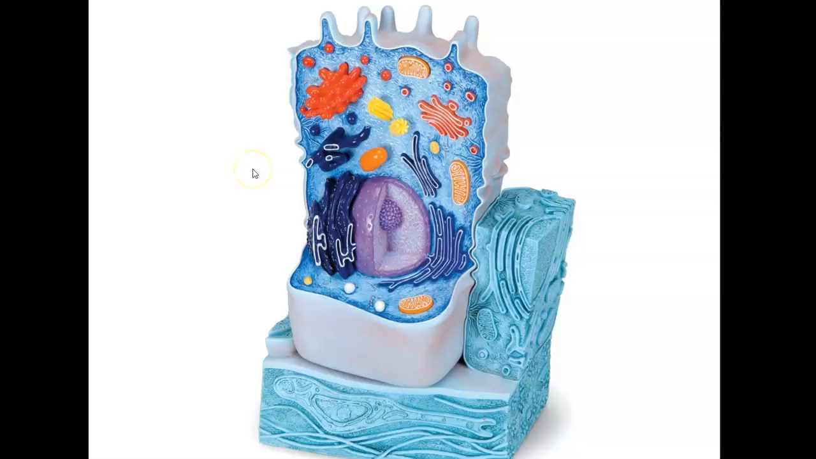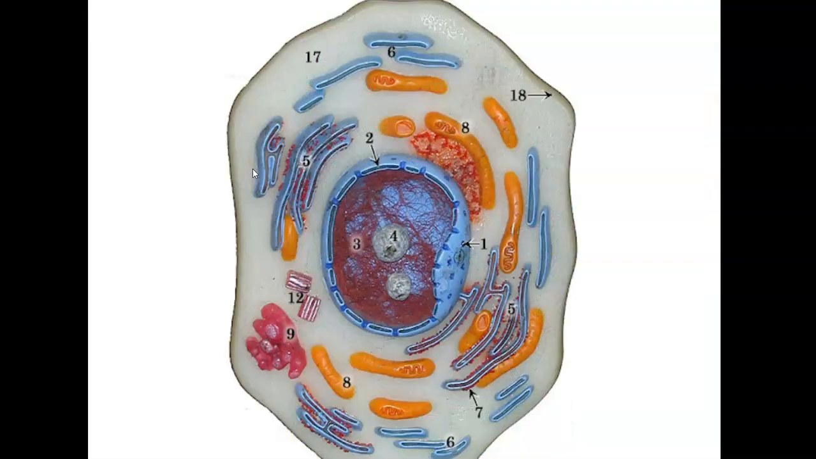reactions. So if we go to the previous slide, number 5 is the rough ER, and then 6 you can see this membrane system. There are no attached ribosomes on the outside. That is the smooth ER, SER. Okay. The next structure is the Golgi apparatus.